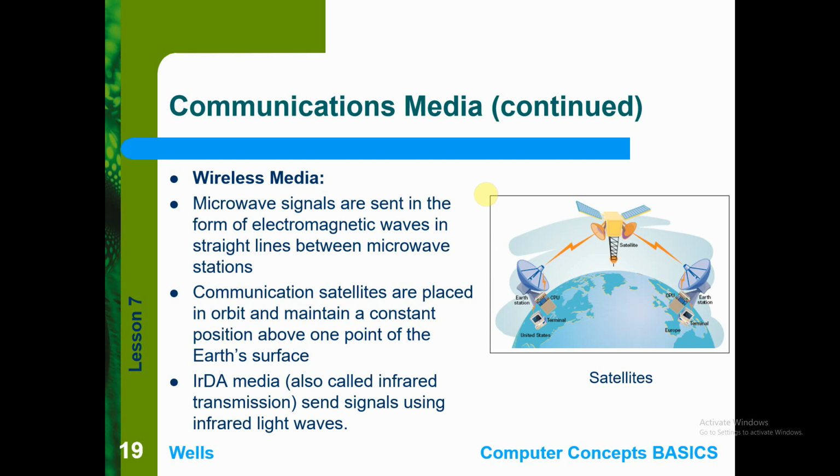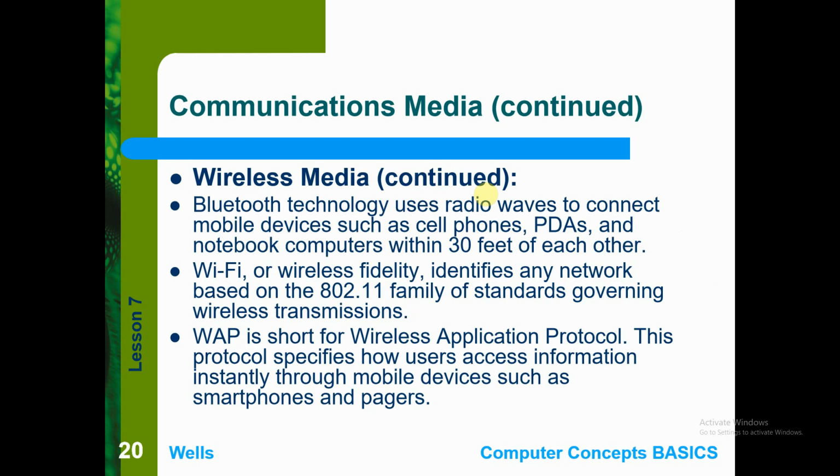Another transmission is infrared, the IrDA media. It sends signals using infrared light waves. I am not sure whether this type of transmission is still commonly used, since lately the setups have not been commercialized. Then there is Bluetooth, as well as Wi-Fi and WAP. Bluetooth uses radio waves within 30 feet. We use it for data transfer between mobile devices such as PDAs and notebook computers, but only within 30 feet of distance.